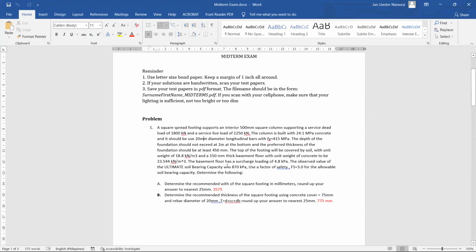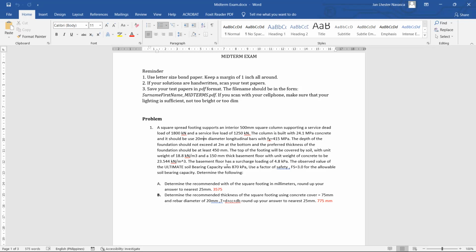Okay. Problem number 1 is a square footing that supports an interior column of 500 millimeters square column supporting a surface dead load of 1,800 kilonewtons and a surface live load of 1,250 kilonewtons. The column is built with 24.1 megapascal concrete and should use 20 millimeter diameter longitudinal bars with fy of 415 MPa. The depth of the foundation should not exceed 2 meters, and the preferred thickness of the foundation should be at least 450 millimeters.